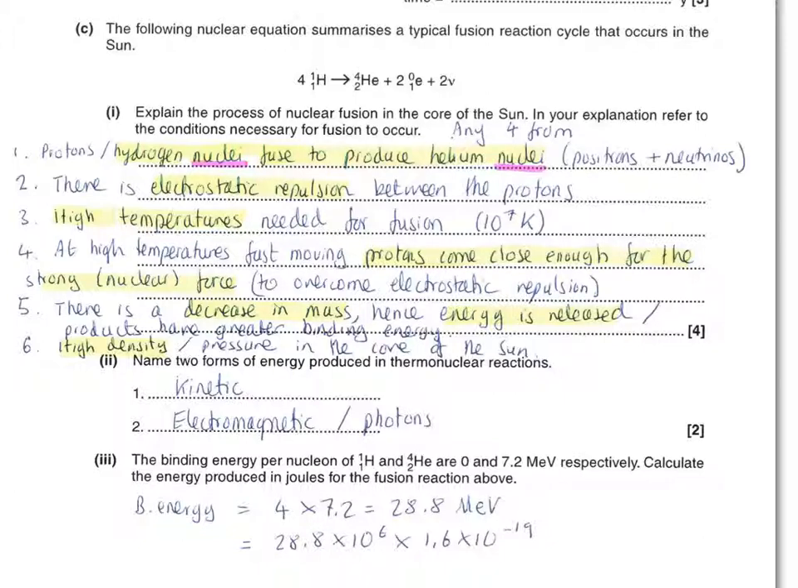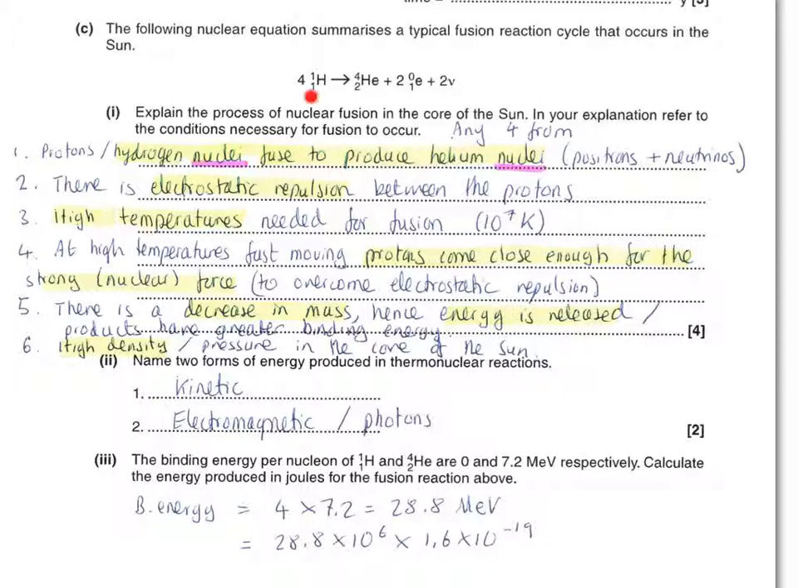And finally, a calculation. You are told the binding energy per nucleon of hydrogen and helium. They are respectively 0 and 7.2 mega electron volts. If you think about it, a proton is one particle, so there is no energy binding the protons together. Following then, we are asked to calculate the energy produced in joules for the fusion reaction given in the equation above. So we want to know, first of all, the change in binding energy.